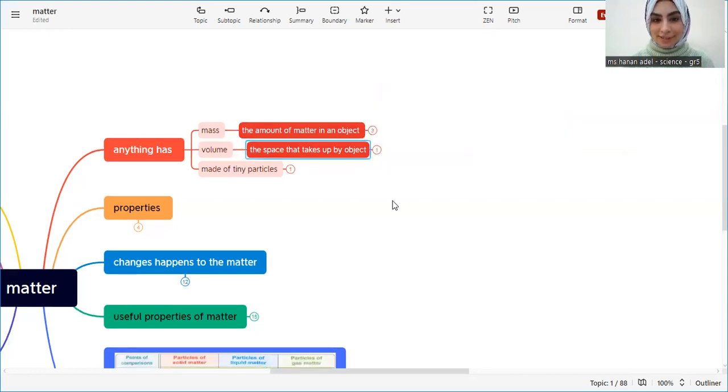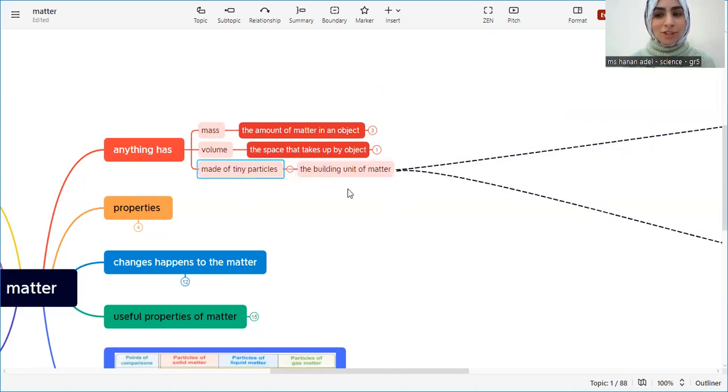Now we studied this point here. This matter here, what is it made of? This matter is made of tiny particles, which are the building units of any matter.